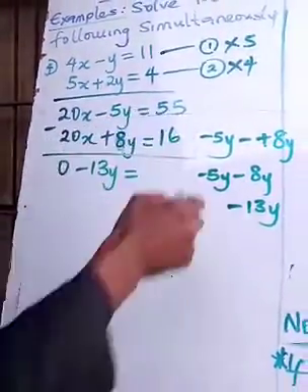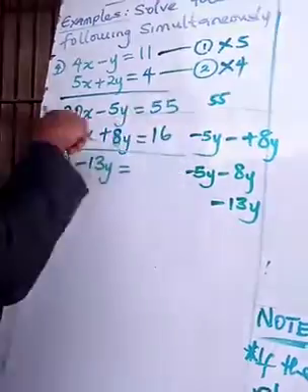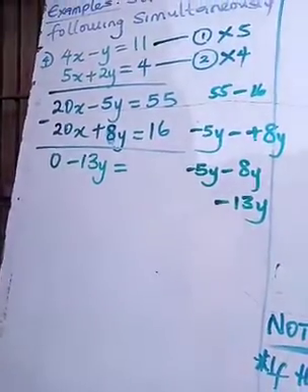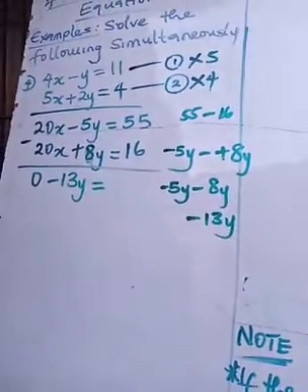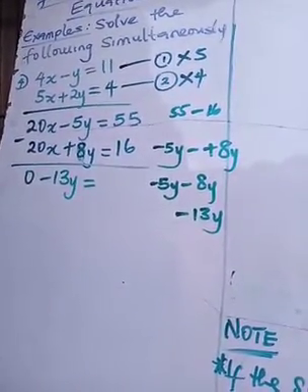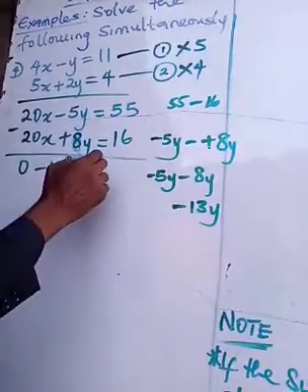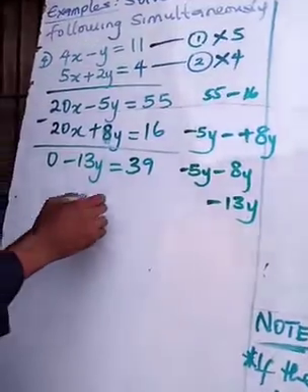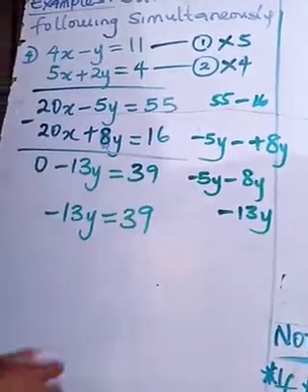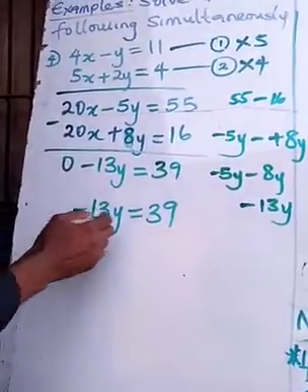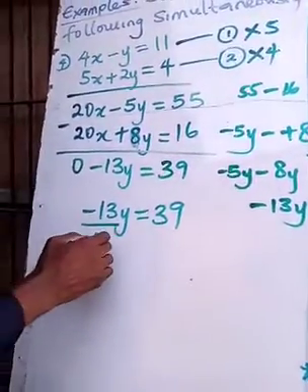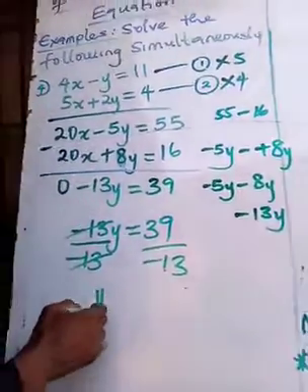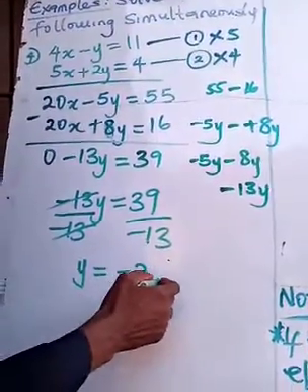Then this is 55 minus 16. So what's 55 minus 16? 55 minus 16 is 39. So we have minus 13y is equals to 39. So if we divide both sides, since we are looking for y, we divide both sides by minus 13. So y equals to minus 3.